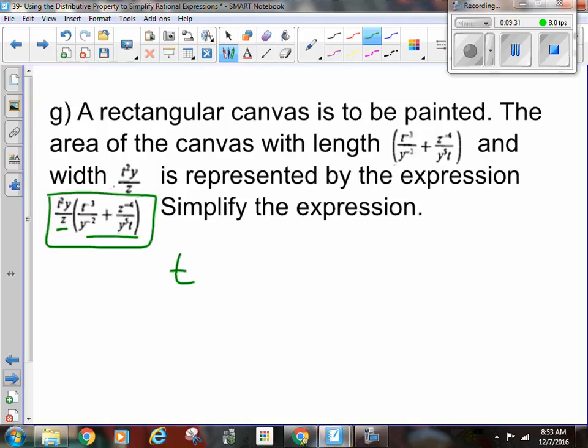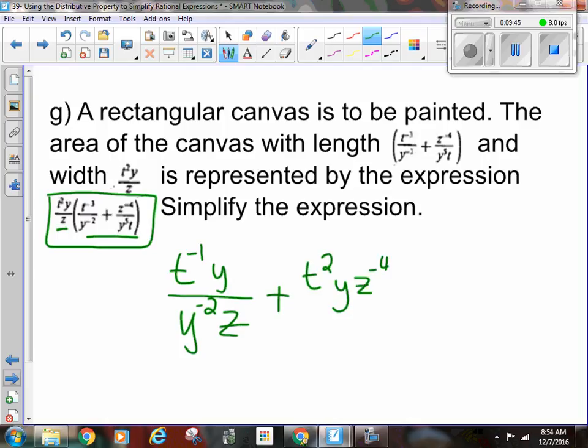I know it's a little hard to see, but if you open your books up to page 246, you'll see it there. And a y, and on the bottom we get a y to the negative 2 and a z. So now we're going to look at the second term. We have t squared y z to the negative 4th. Nothing to combine there. And on the bottom we have nothing to combine also.